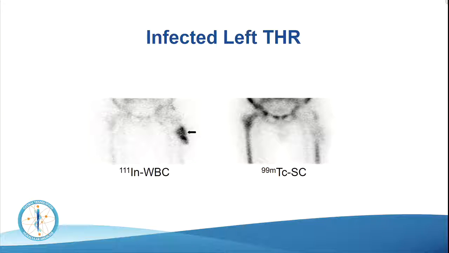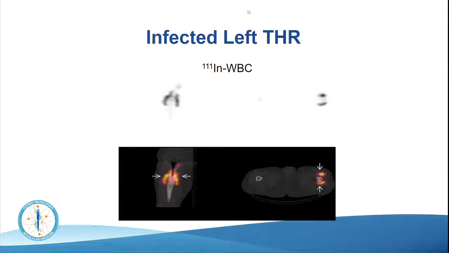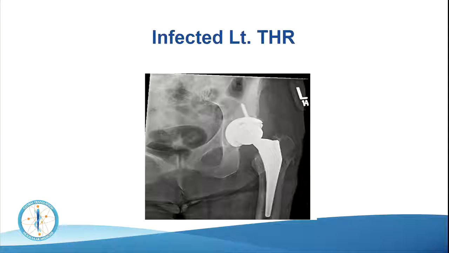Now, in this case, you can see an obvious mismatch, and yes, it does actually extend up into the region of the hip joint, although it's most dramatic here along the lateral margin of the prosthesis. And on the SPECT CT, it provides us with a very nice delineation of the abnormal accumulation of labeled leukocytes.